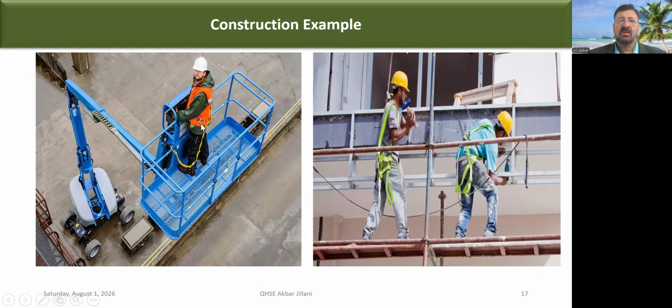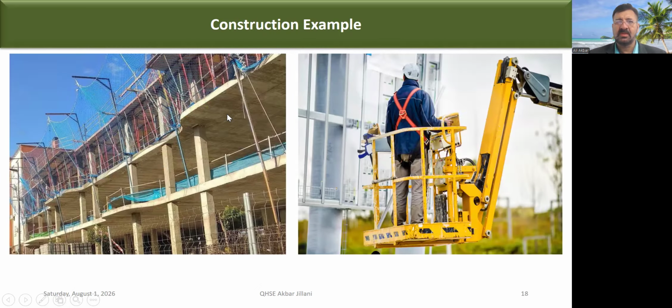Now here, we see there are no guards. These guardrails are there, but the midrail is not there, and the toe board is also not there. So we will not have it like this, we will have this. Now here, let's see. If possible, we can have this.